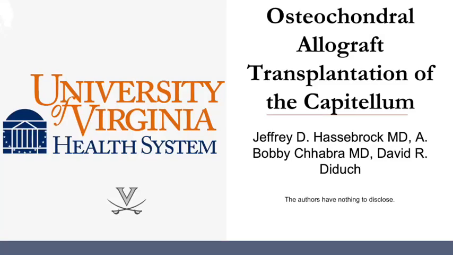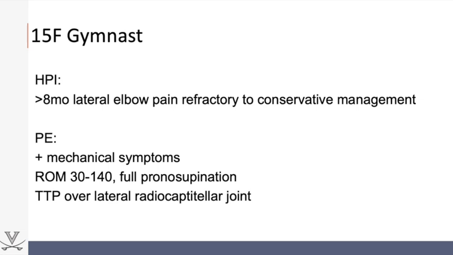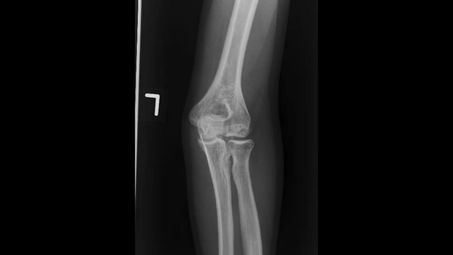This is a presentation discussing osteochondral allograft transplantation of the capitellum for megaotes in a 15-year-old female gymnast with greater than 8 months of lateral elbow pain, having failed conservative management. Here we can see radiographs that demonstrate a large osteochondral lesion of the capitellum.